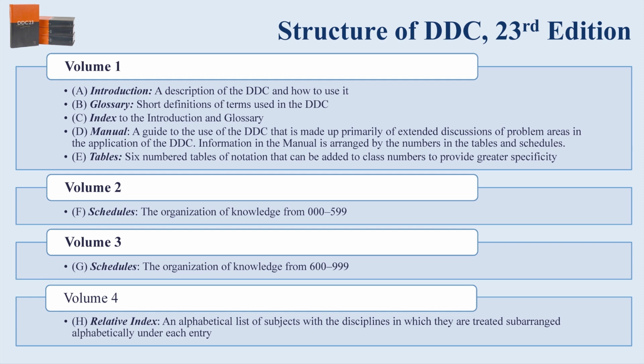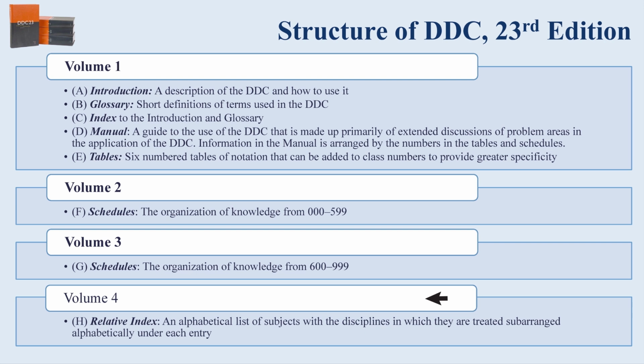In the 23rd edition, there are 6 tables, from Table 1 to Table 6, which enumerate the different isolate ideas. Volumes 2 and 3 are dedicated to the schedule, that is from 000 to 999. In volume 2, the classes 000 to 599 have been published, whereas in volume 4, the rest of the schedule has been printed.